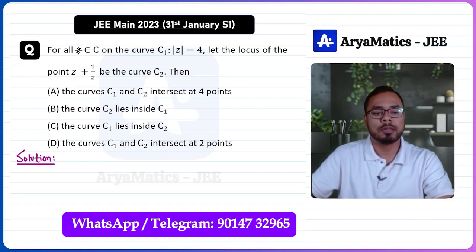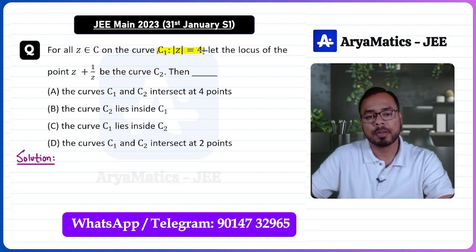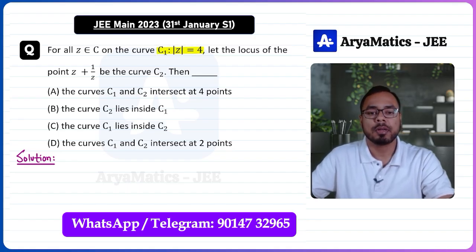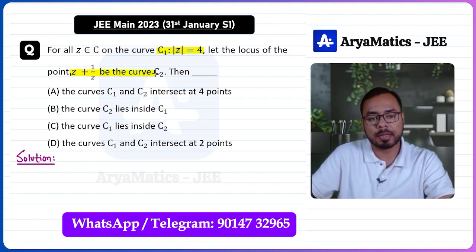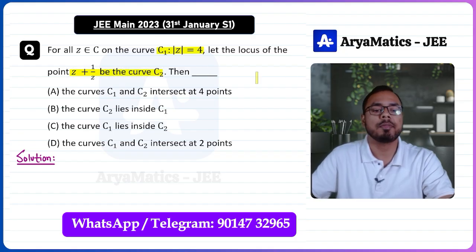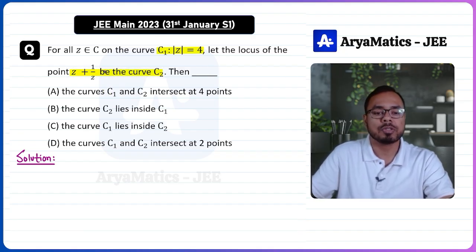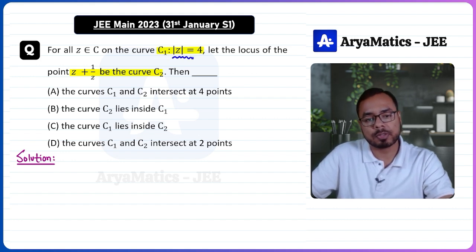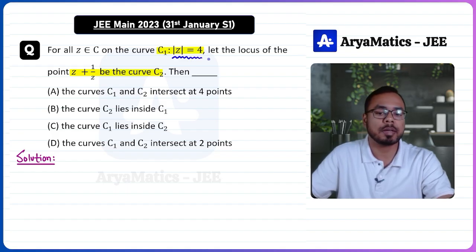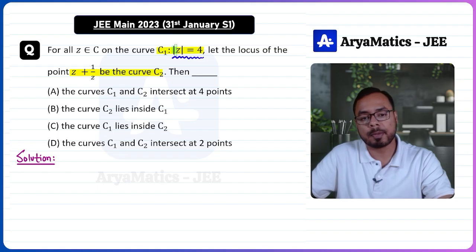For all z belonging to complex numbers C on the curve C1, which is represented by this equation, mod z equals 4, let the locus of point z plus 1 by z be another curve C2. Then we have to find the number of points of intersection between C1 and C2. So basically, the first curve C1 is mod z equals 4. This will represent all the points on a circle with center at origin and radius 4 units.